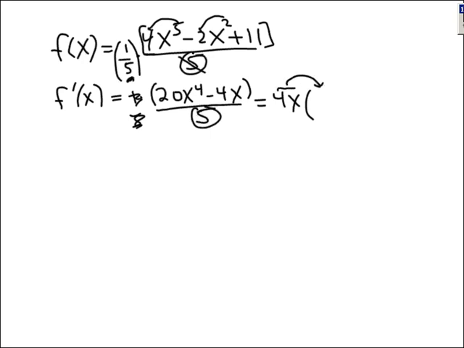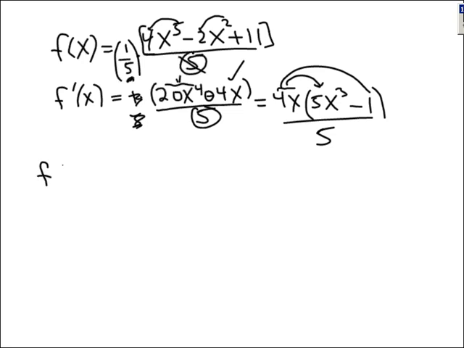4x times, or 4 times 5 is 20. x times x cubed gives me x to the 4th. 20x to the 4th. Minus 4x times 1 gives me 4x. And this is all over 5. So you don't want to use the quotient rule. Let's clean up the original problem and let's try using the quotient rule. I want you to see how messy it is, so hopefully you'll learn not to use it.